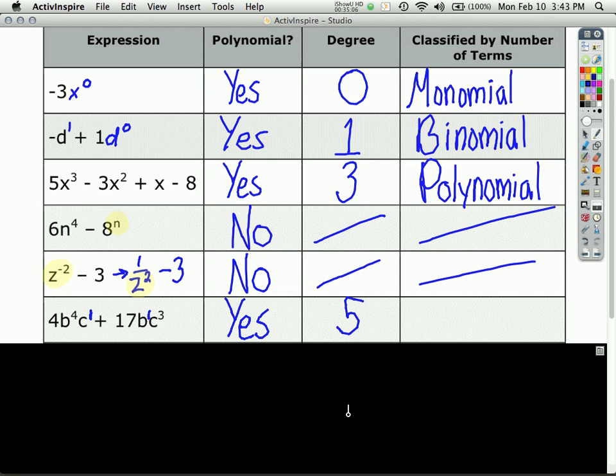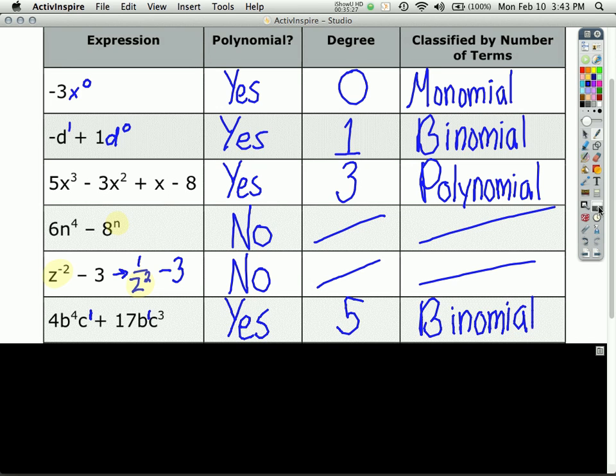Now its name you do have to know. What is its name? Got 6 people are catching on. 7. Anissa? Yeah, it's a binomial. Very good.